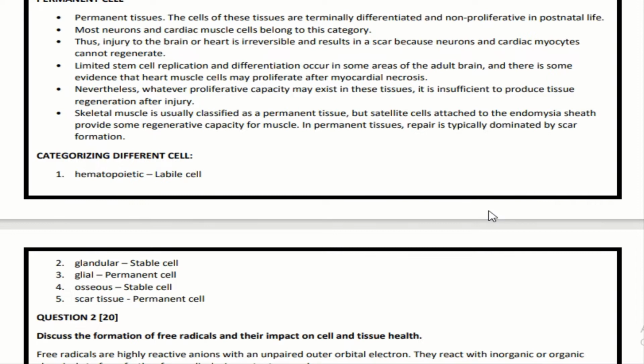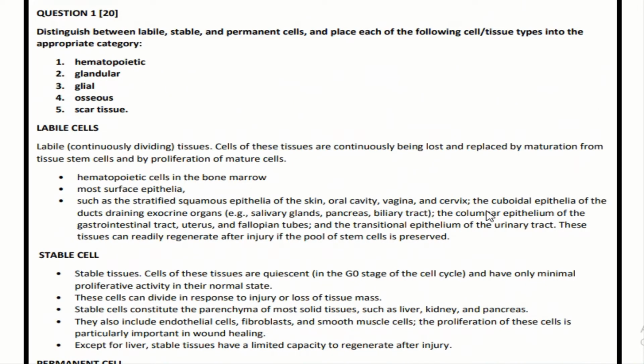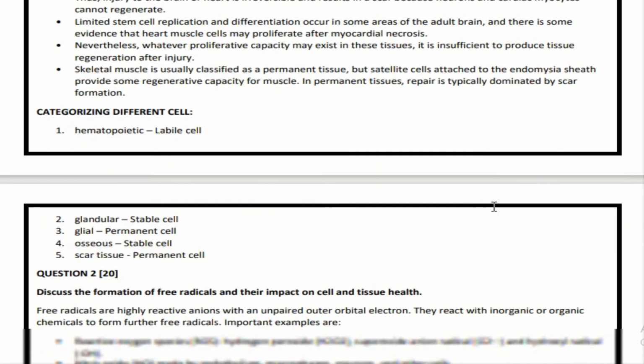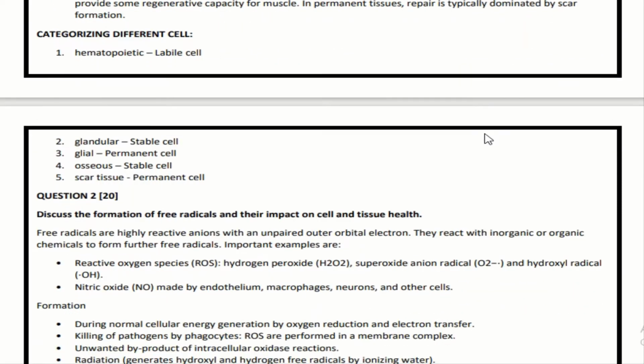Skeletal muscle is usually classified as a permanent tissue, but satellite cells attached to the endomysial sheath provide some regenerative capacity for the muscle, and permanent tissue repair is typically dominated by scar formation. This was part 1 of the question. The second part states that we must categorize these cells into the different categories. So, hematopoietic cells are labile cells, glandular cells are stable cells, glial cells are permanent cells, osseous cells are stable cells again, and scar tissue is permanent.